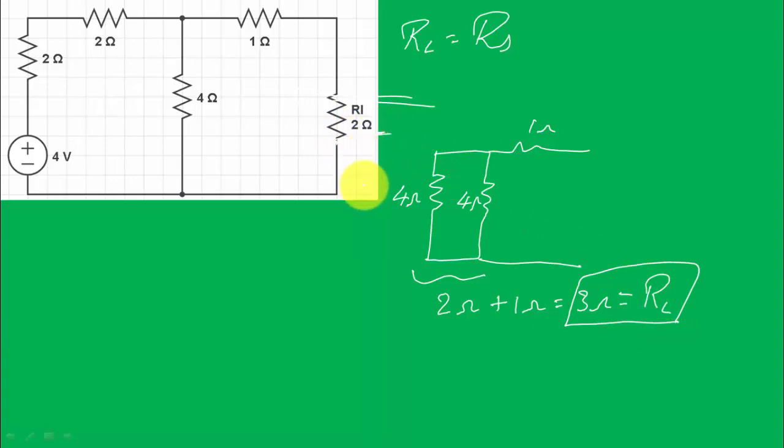but they have connected this 2 ohm resistor. This is very important. For maximum power in the circuit, remove the RL and try to calculate the impedance. So the impedance that should be connected is 3 ohm. This is the source impedance, that is RS.